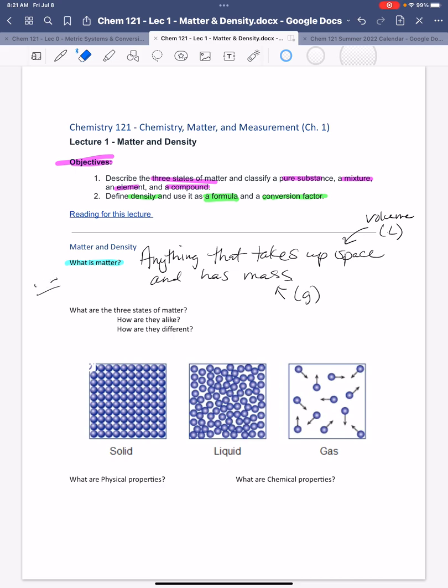Air definitely is matter. It does take up space. It does have mass, although it's hard to measure, but it can be done. There's a lot of things that don't take up space in our life, like love and those sorts of things. Basically, there's a long list of things that you can come up with that are not matter. So I challenge you to sort of think about those things.